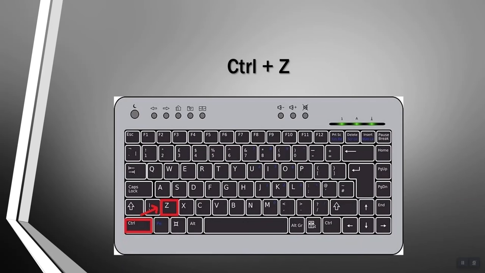To reverse your last action, press Ctrl+Z. It erases the last change done to the document, reverting it to an older state.